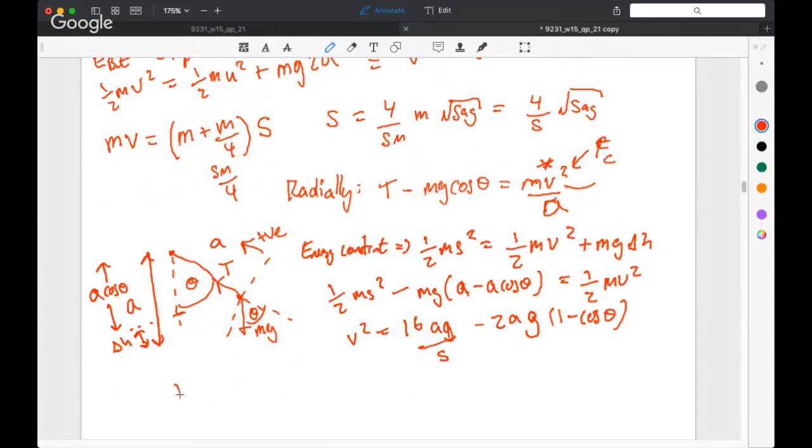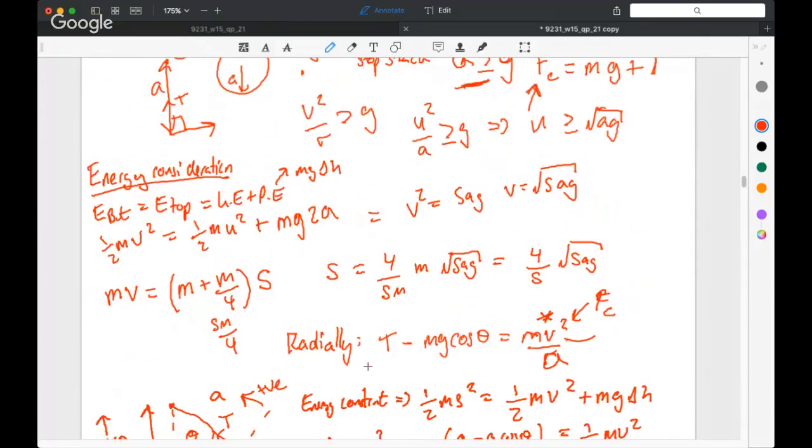So that gives that T equals 6mg over 5 plus 3mg cos theta. That's our answer.